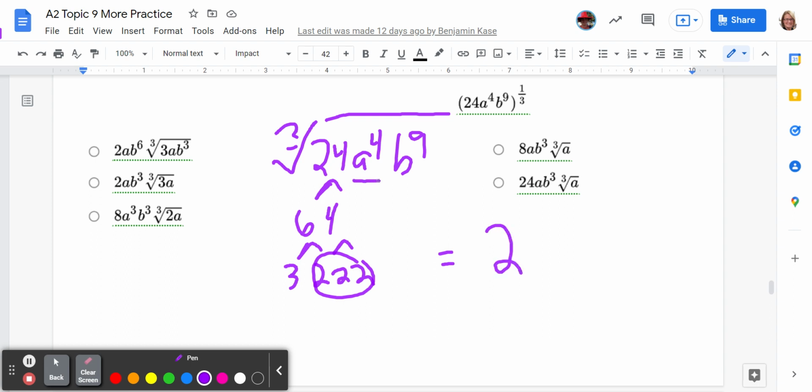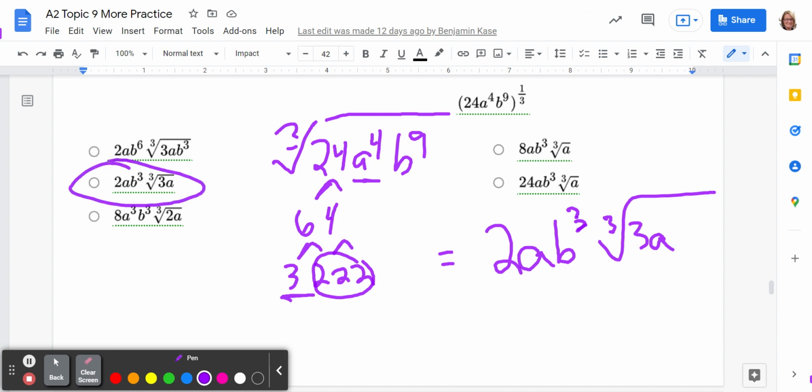Okay, look at my a's. I can take out 3 of those for one pair, and my b's, I can take out 3 groups of those. That's a 3, by the way. And on the inside, I have that single 3 left. When I take out 3 of those a's, I'm left with a single a, and I have no b's left. So I'm looking at 2ab to the 3rd and the cube root of 3a.